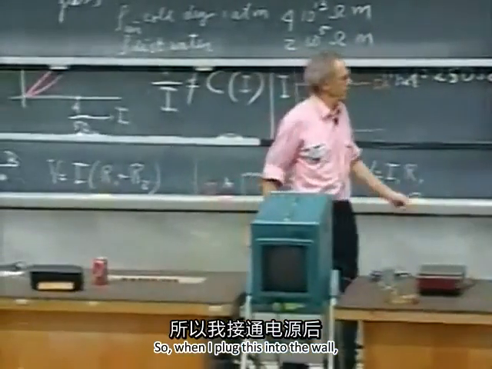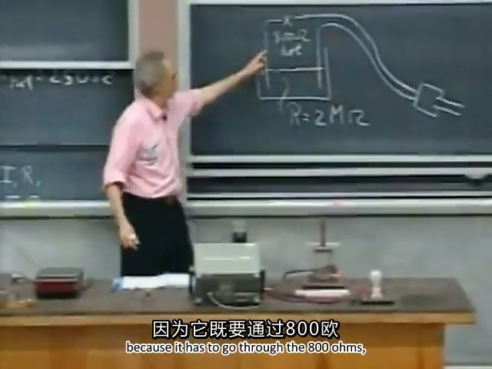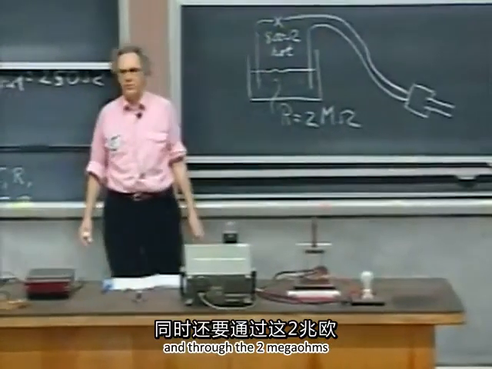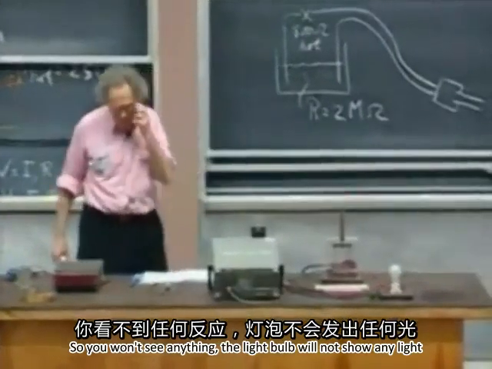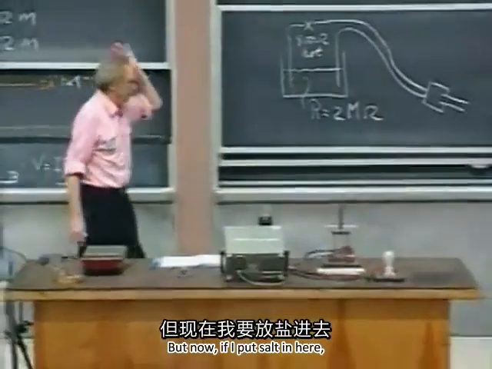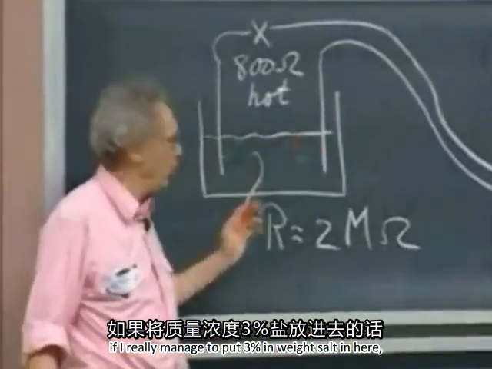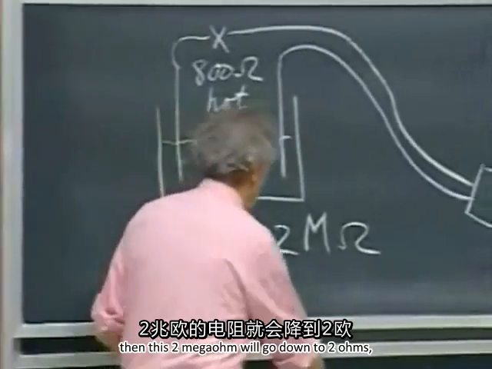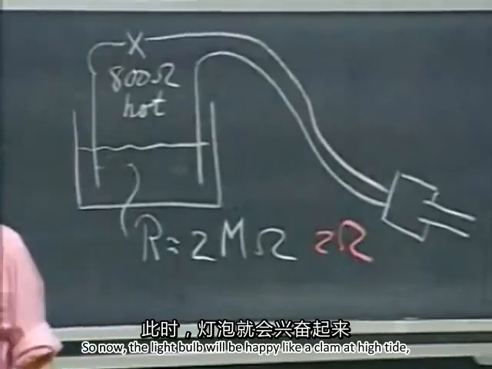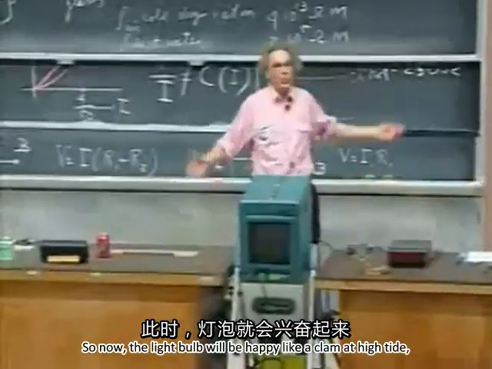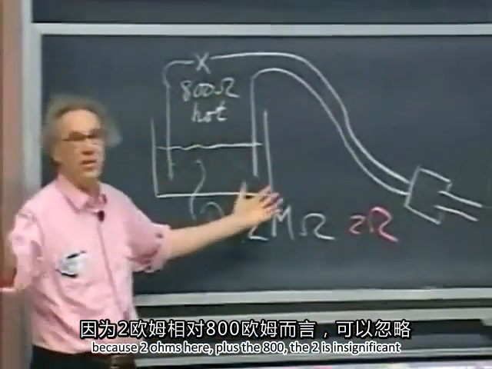So when I plug this into the wall, the current that will flow is extremely low because it has to go through the 800 ohms and through the 2 mega ohms. So you won't see anything. The light bulb will not show any light. But now, if I put salt in here, if I really manage to put 3% in weight salt in here, then this 2 mega ohm will go down to 2 ohms, 1,000,000 times less. And so now, the light bulb will be happy like a clam at high tide, because 2 ohms here, plus the 800, the 2 is insignificant.